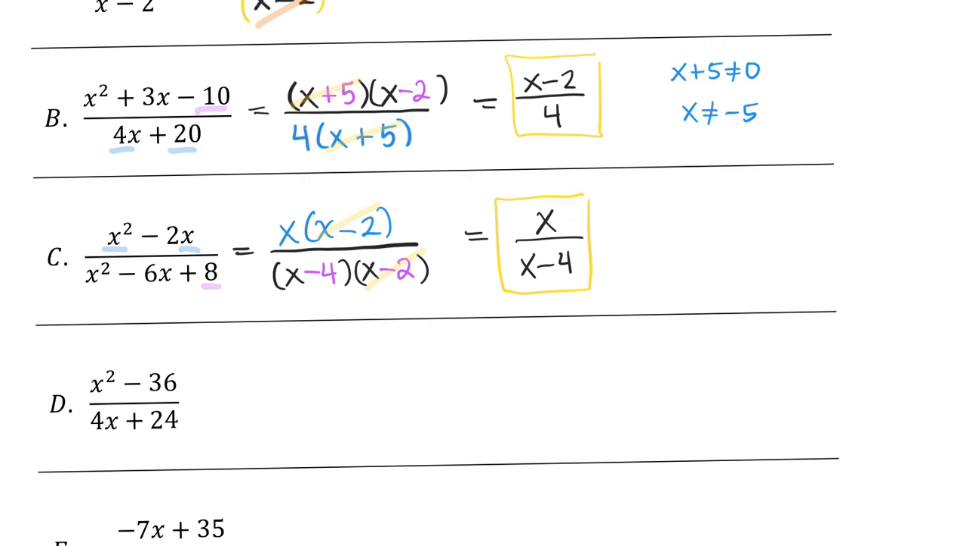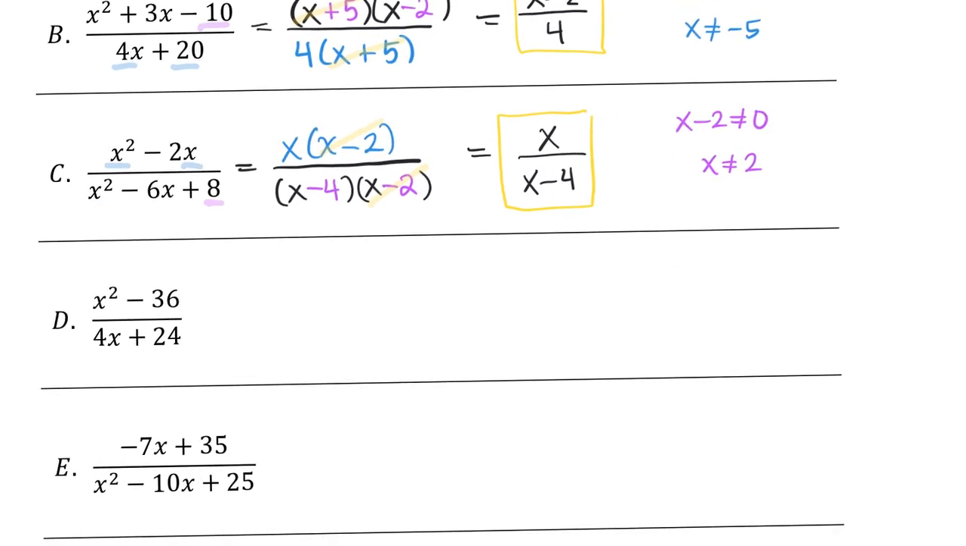If they ask for a domain restriction, I see what I canceled off the bottom. I canceled x minus 2 off the bottom. I can't have a 0 at the bottom. So it's x minus 2 can't be 0, which means that if I add 2, x can't be 2. So x can't be 2 is my domain restriction.